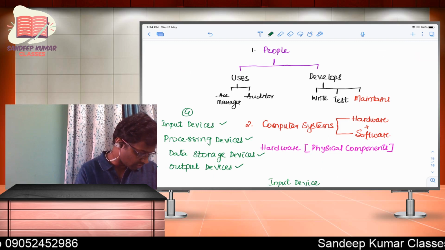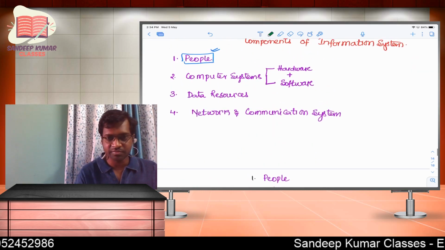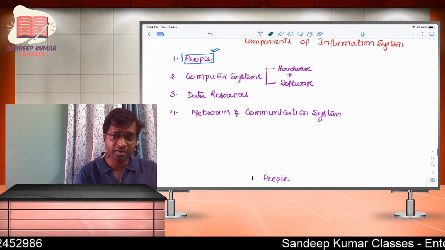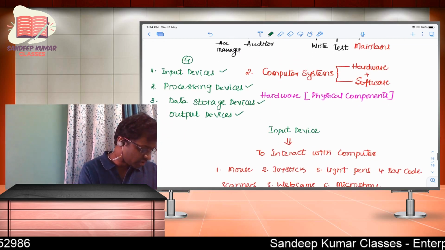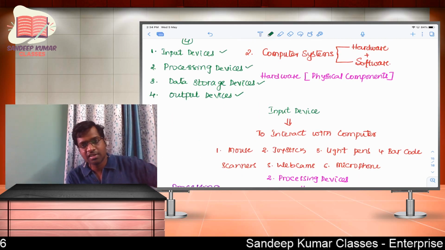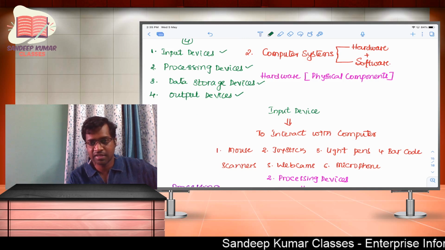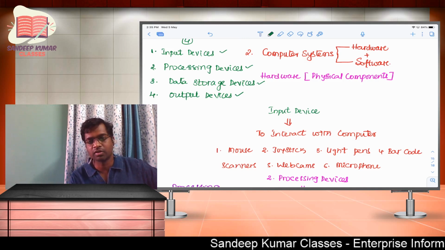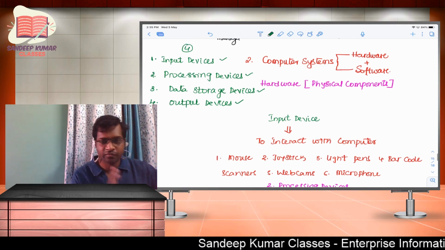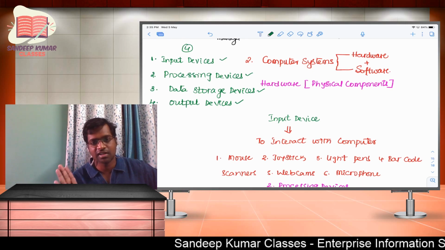What is the second component? The first one, people, we are done with. The second component is computer systems. Computer systems are a combination of hardware and software. We started with hardware first. Hardware is a physical component. The component which you can touch is called a physical component or hardware component. How many hardware components do we have? Four: input devices, processing devices, data storage devices, and output devices.